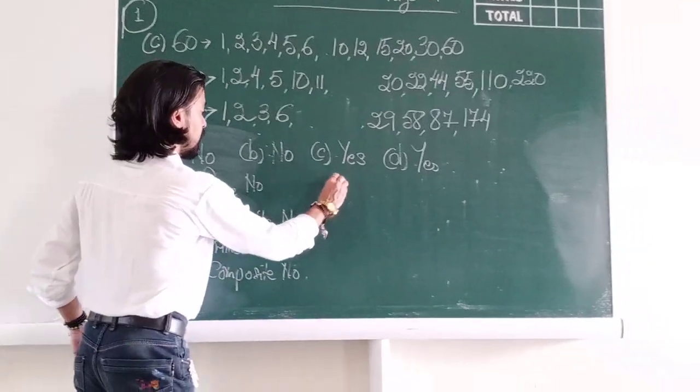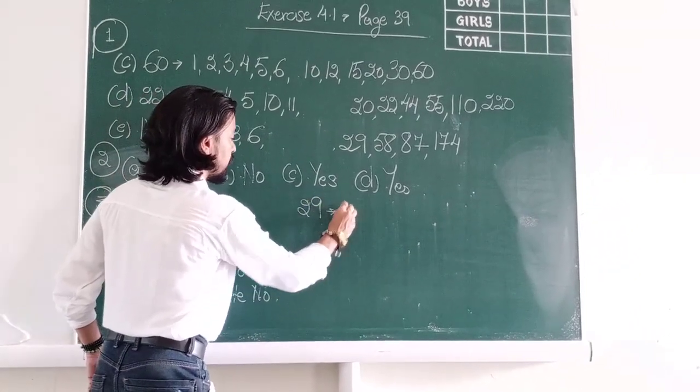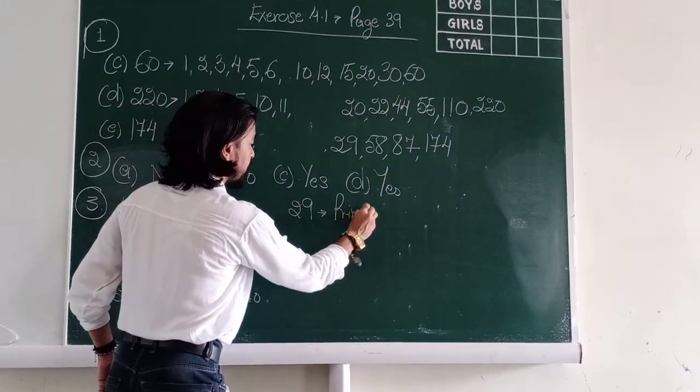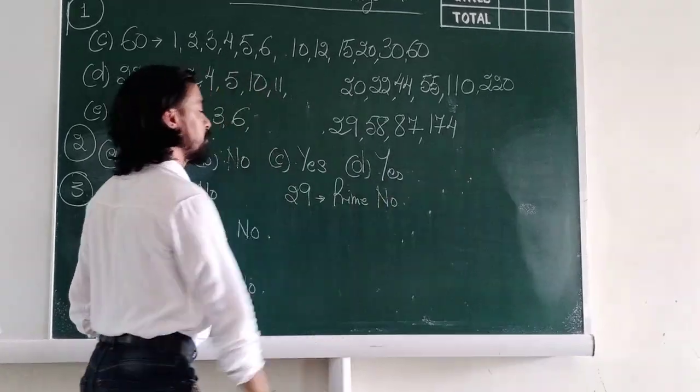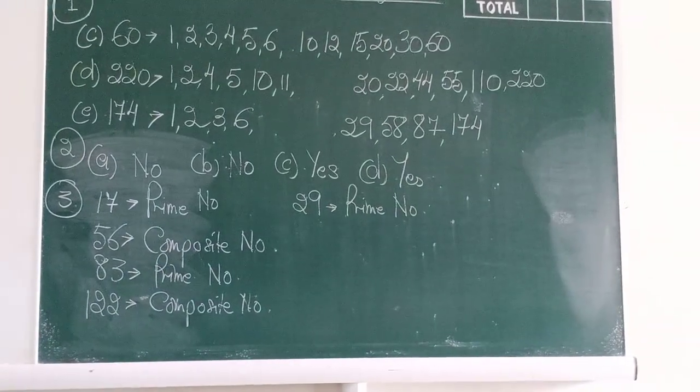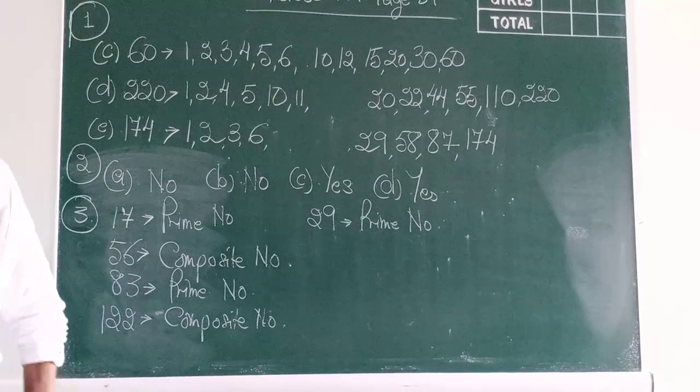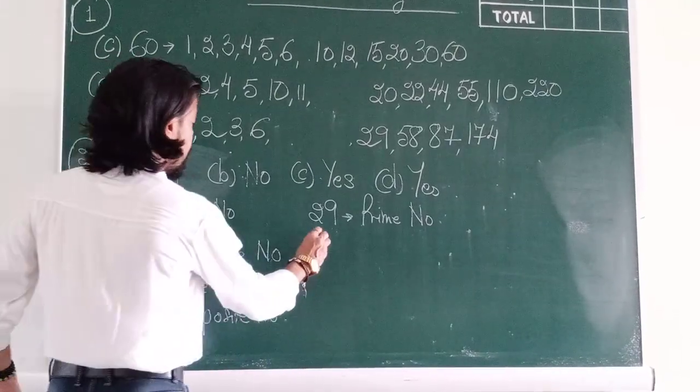29. 29 is a prime number. We all know that 29 is a prime number. No other number divides 29 except number 1 and number 29 itself. 99.